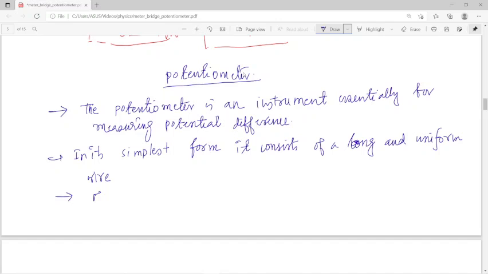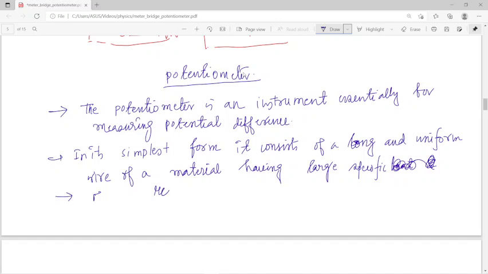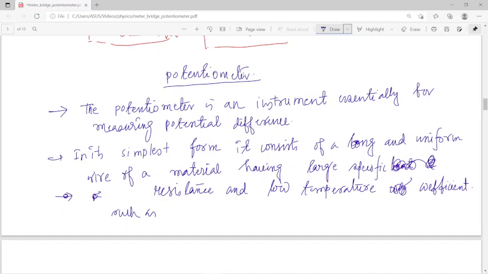The wire is of a material having large specific resistance, rather than large specific heat, that would be better if we say large specific resistance, and a low temperature coefficient, such as manganese or constantan. Those are the materials which we can use.